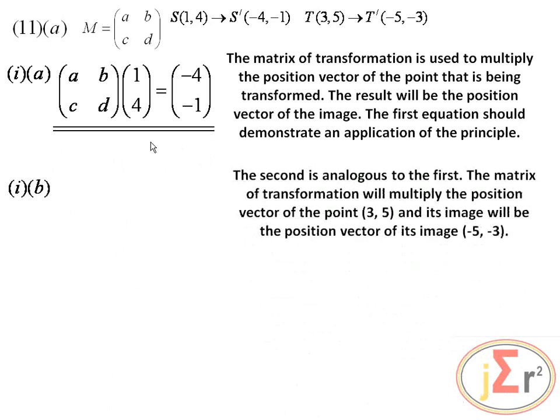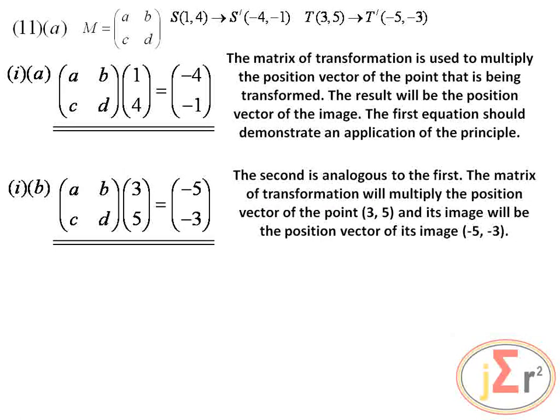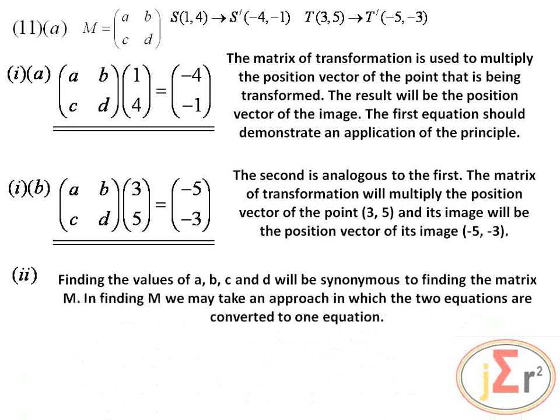The second is analogous to the first. The matrix of transformation will multiply the position vector of the point, and its image will be the position vector (-5, -3). Finding the values of A, B, C, and D will be synonymous to finding the matrix M. In finding M, we may take an approach in which the two equations are converted to one equation.